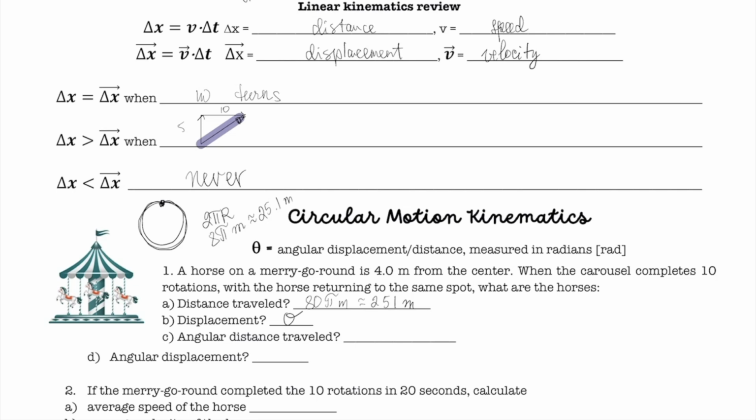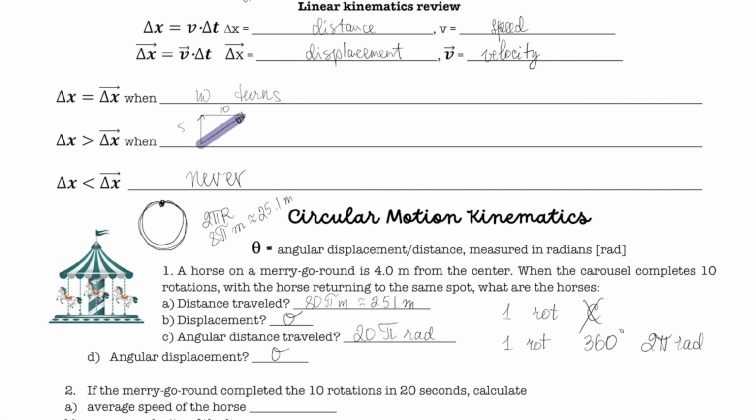Angular distance traveled: that 1 rotation, now we are connecting not to the circumference as before. For angular, we're connecting it to degrees, or better yet, radians. 1 rotation in terms of degrees is 360. In terms of radians it is 2 pi radians. So if we have 10 rotations, that's going to be 20 pi radians. As far as displacement, it's still 0. If we end up in the same place, displacement, angular or not angular, is going to be 0.